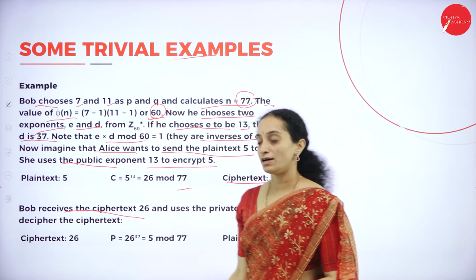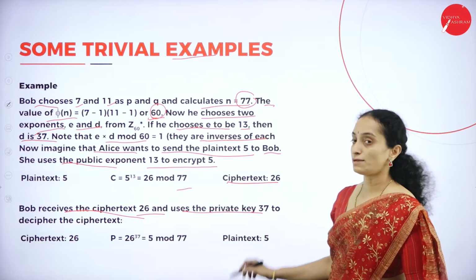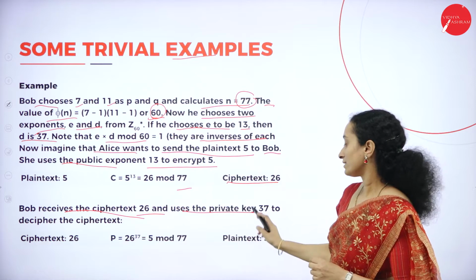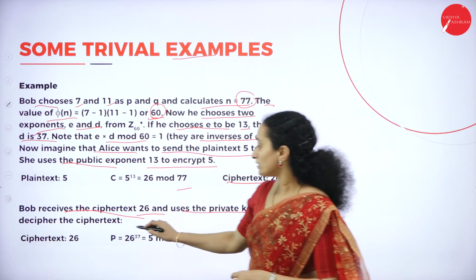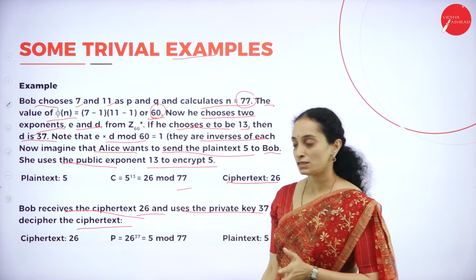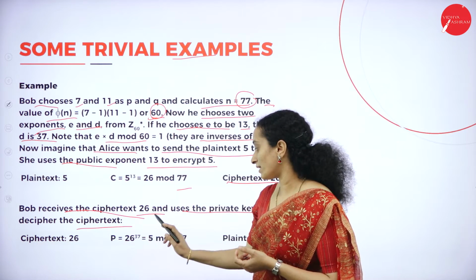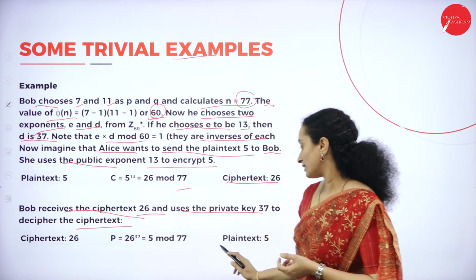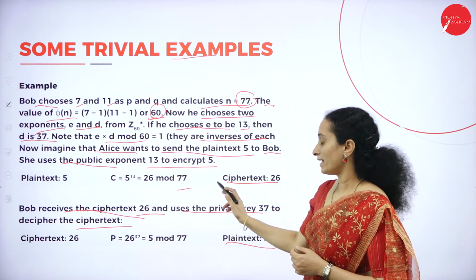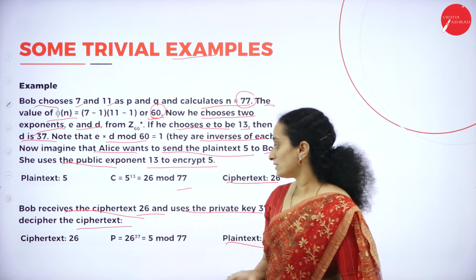Whereas the receiver receives the ciphertext 26 and uses the private key 37. So 13 was the public key, whereas 37 was the private key to decipher the ciphertext. So now Bob, the receiver, uses P equals 26 to the exponent of 37, that is 5 mod 77, which takes the value 5. So this is how encryption and decryption can be done in the RSA cryptosystem.